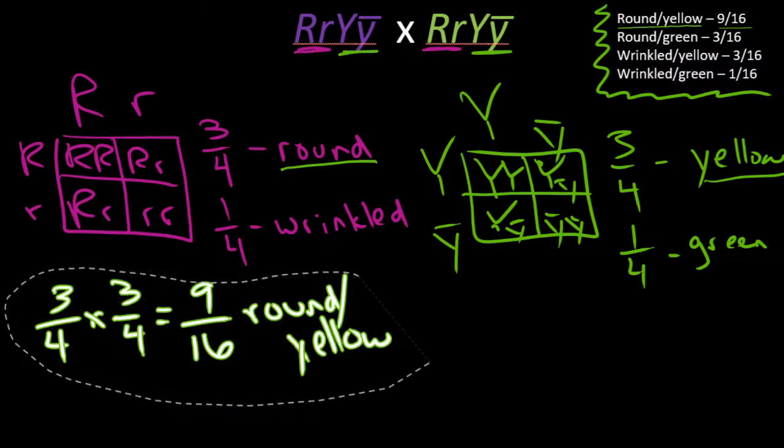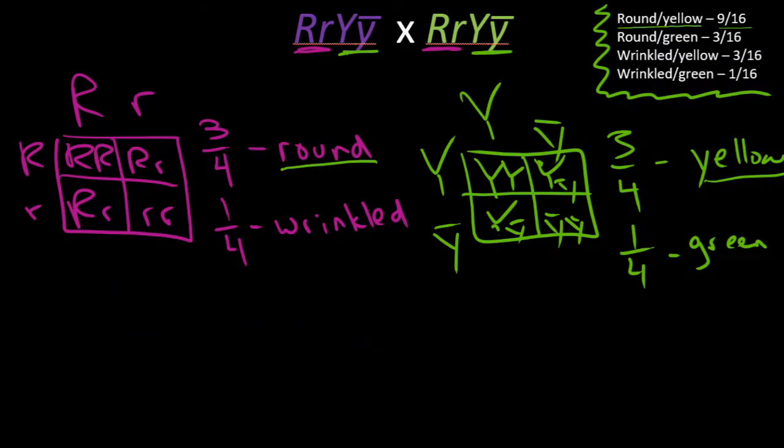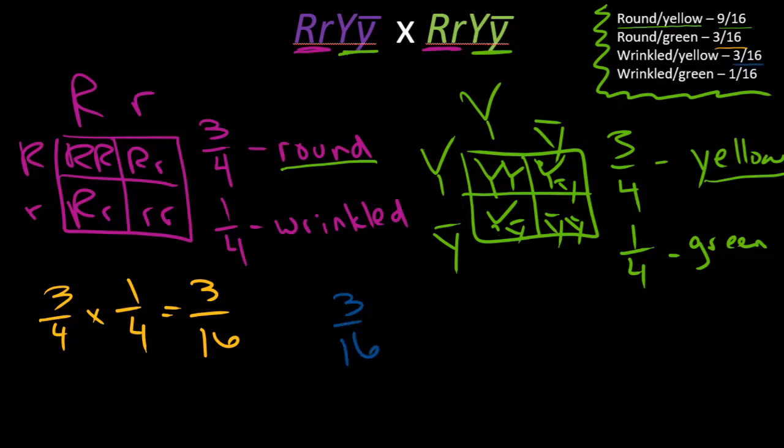So let me erase this. It works the same for all the others real quick, and then we'll wrap up this video. Round green, take the number for round, the number for green, 3/4 times 1/4, 3/16. That is correct. Same thing for wrinkled yellow. 1/4 times 3/4 is also going to be 3/16. That's what we found it to be. And last but not least, wrinkled green. 1/4 times 1/4 is going to be 1/16. And that is indeed what we found.